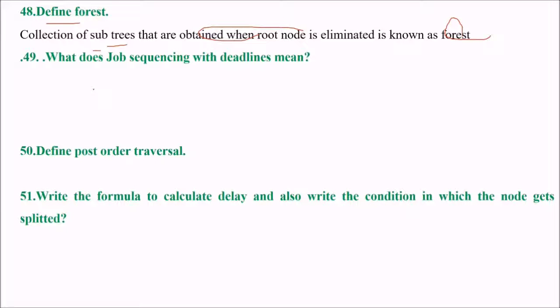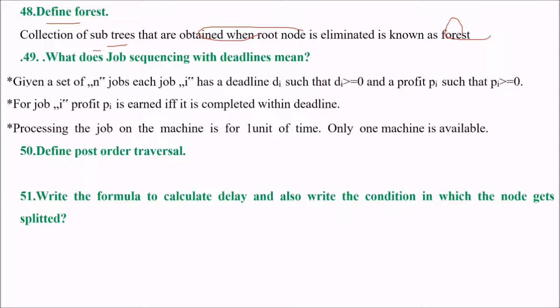What does job sequencing with deadlines mean? If you are given a set of n jobs and each job has a deadline di such that di is greater than or equal to 0 and a profit pi such that pi is greater than or equal to 0. For job i, this profit pi is earned if and only if it is completed within the deadline. Processing the job on the machine takes 1 unit of time, and only one machine is available.